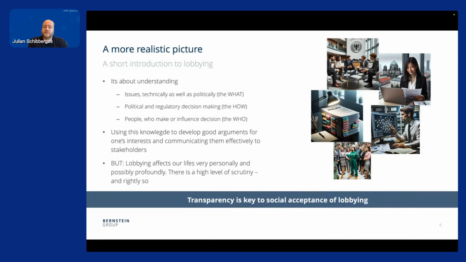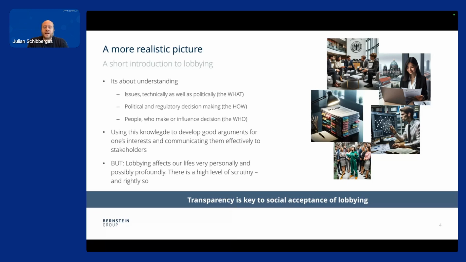It's about understanding the issues, so what is actually being debated. It's about understanding the decision-making procedures, so how do we come to a decision, and obviously the people who make these decisions and who try to influence these decisions. If you've ever done an internal project at your organization, these are also the questions that you should answer at the start to have a successful project.